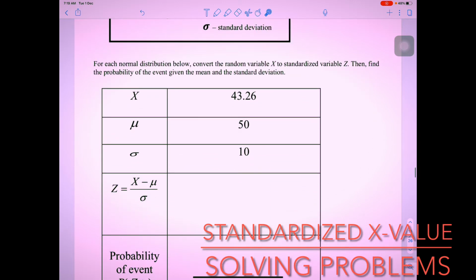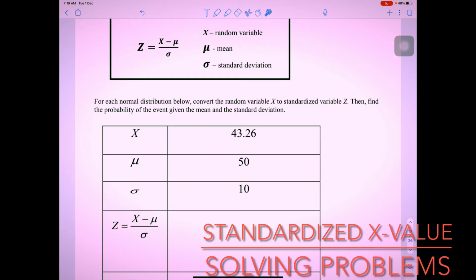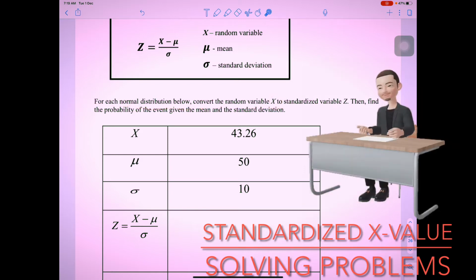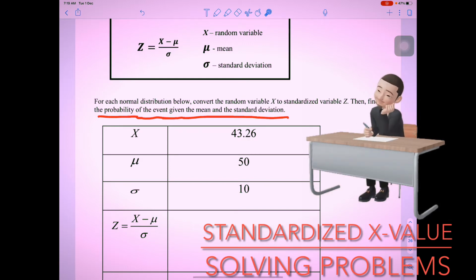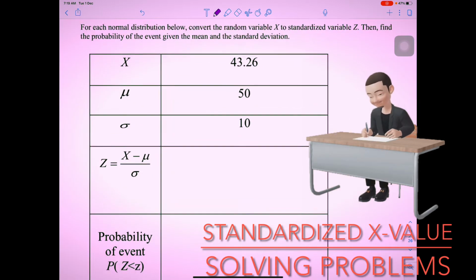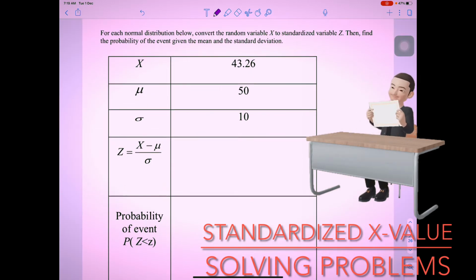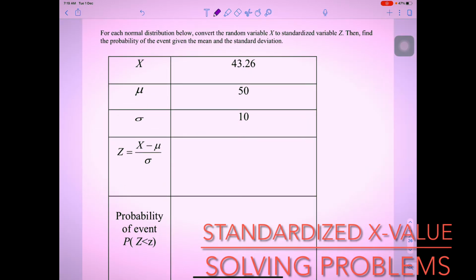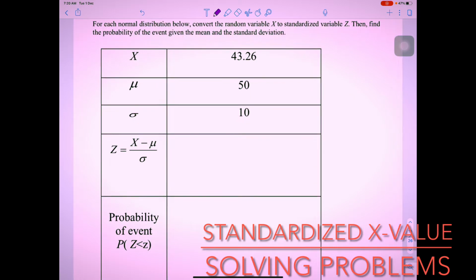Let's straight away discuss the example question. For each normal distribution below, convert the random variable x to the standardized variable z. Then find the probability of the event, given the mean and the standard deviation. From the information given, we follow step by step until we get the probability of the event.